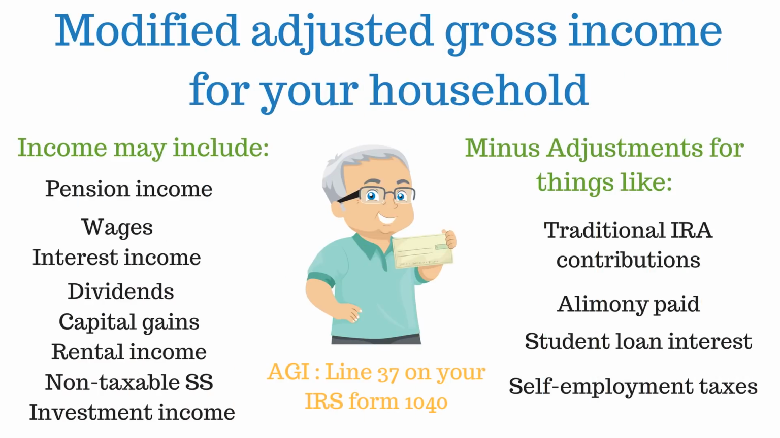Now, I'm sure you're wondering what types of income are included in the modified adjusted gross income. Your modified adjusted gross income is generally the total of your household adjusted gross income plus any tax-exempt interest income you may have earned. These can be found on lines 37 and 8B, respectively, of your IRS Form 1040. Now, not everyone will have tax-exempt interest income. For some people, your modified adjusted gross income will be the same as your adjusted gross income found on line 37. The types of income that will be included are wages that you've earned, dividends you've received from investments, pension income, rental income, capital gains, property sales, and even your non-taxable Social Security income.